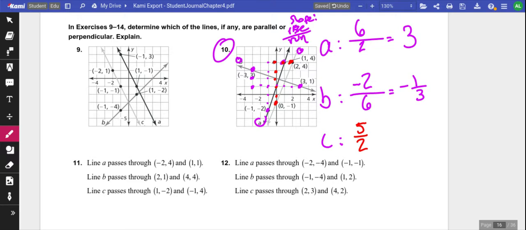Okay, so if we're thinking about what is perpendicular to each other, if we think about 3, well, we know that would be 3 over 1, which would go to 1/3 if we use our reciprocal. And then the negative reciprocal would be negative 1/3. 3 and negative 1/3 are negative reciprocals, so we know that line A and B are perpendicular to each other.